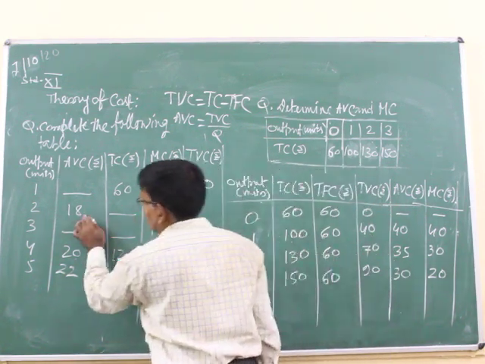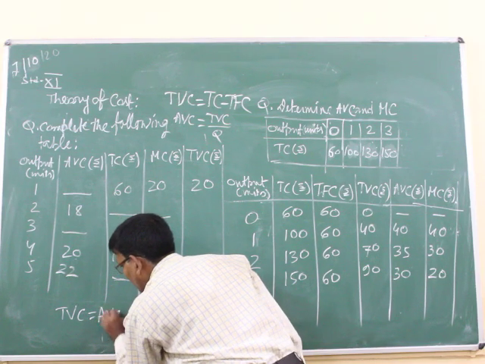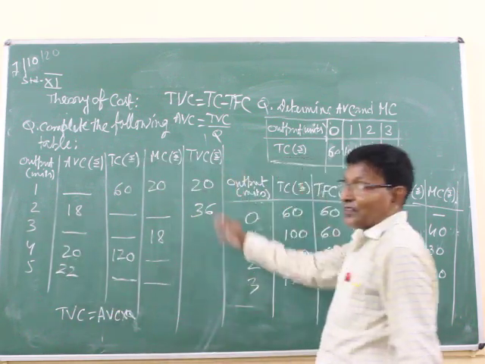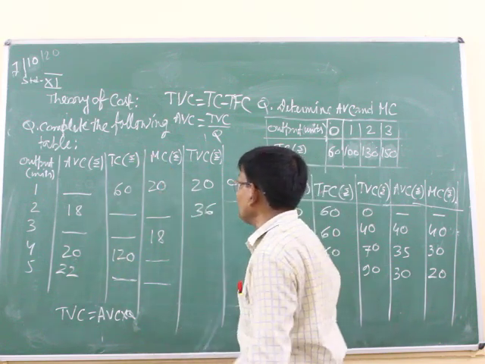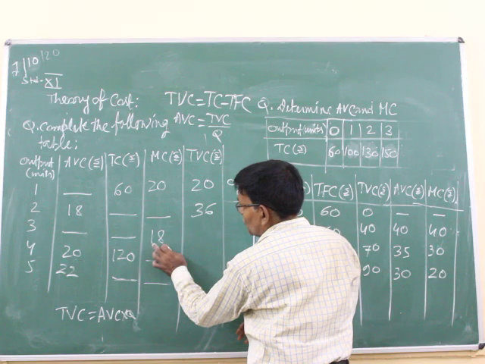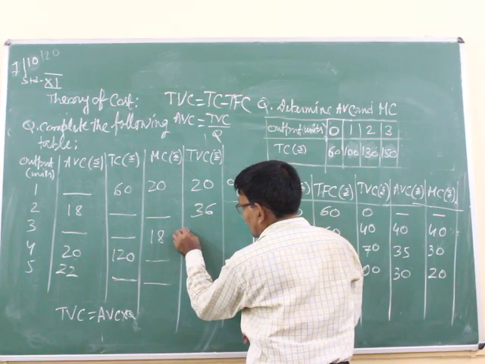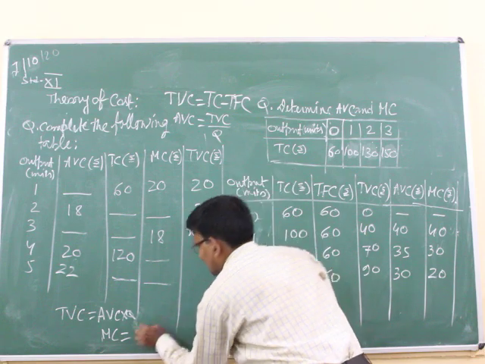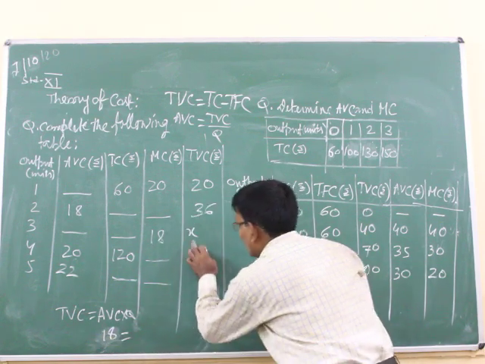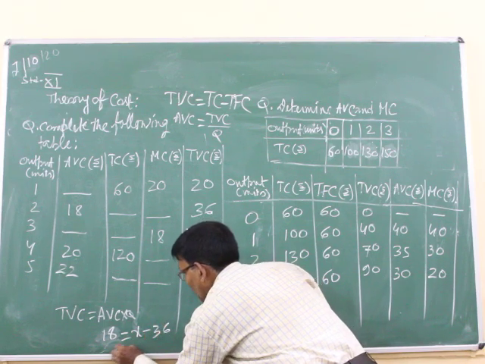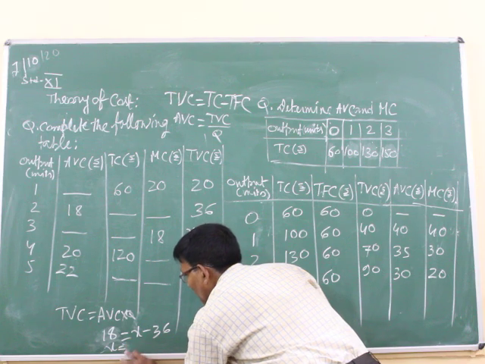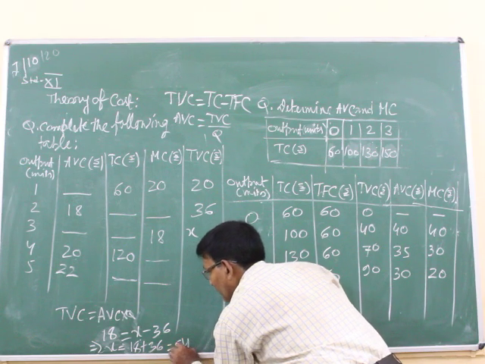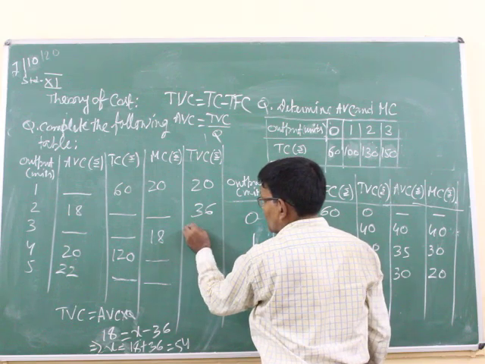Now TVC equals AVC into Q. Let me complete this one, then easily I will be able to get all those values. Next one is this minus this equals this. If we consider this as x, how to find out MC? MC is given as 18, equals x minus 36, which implies x equals 18 plus 36, 54. How much is it coming? This plus this equals 54.